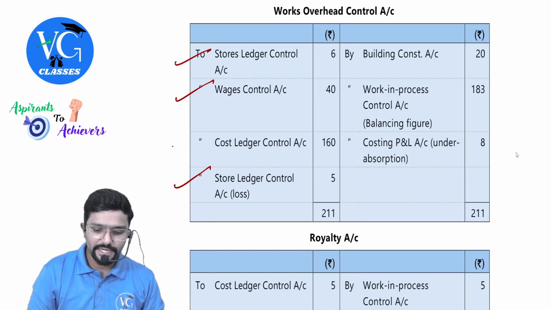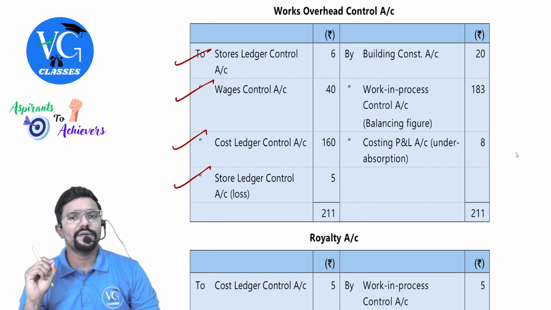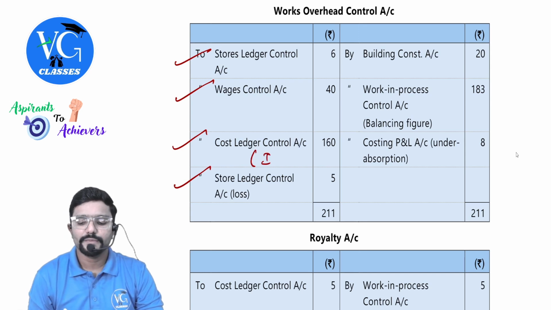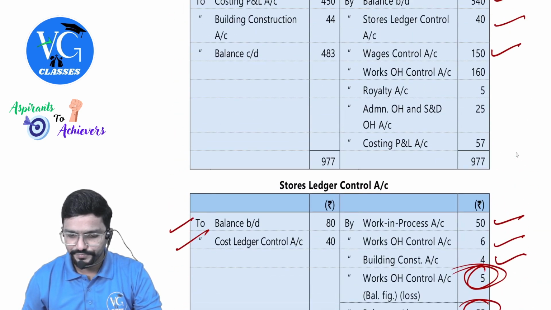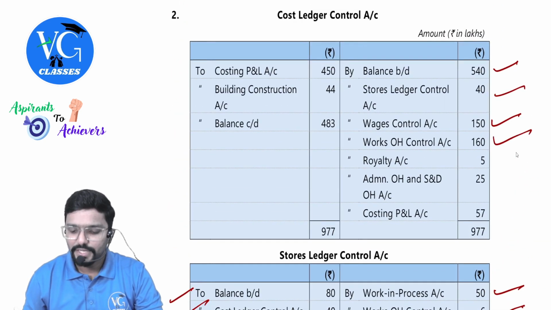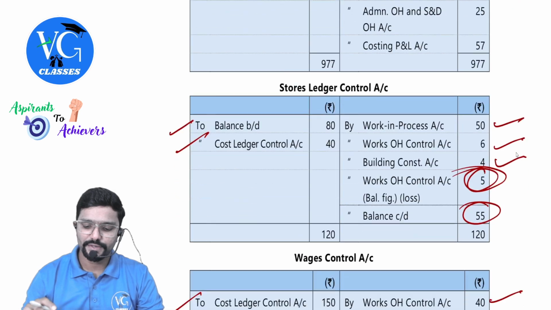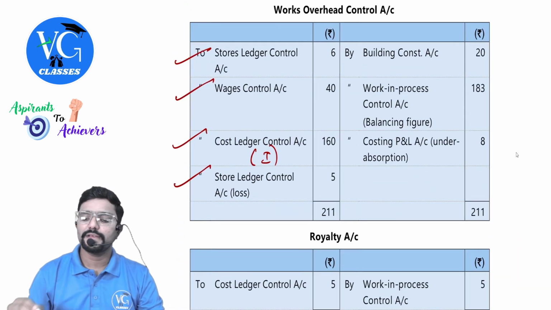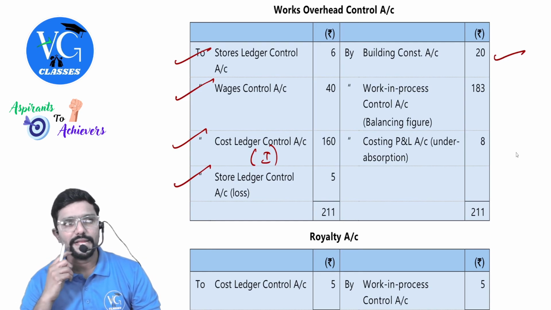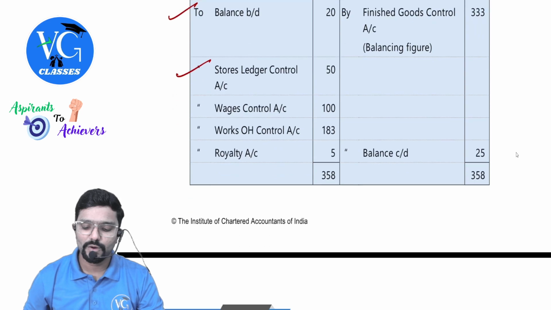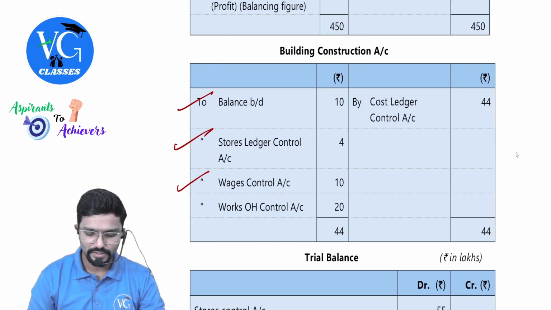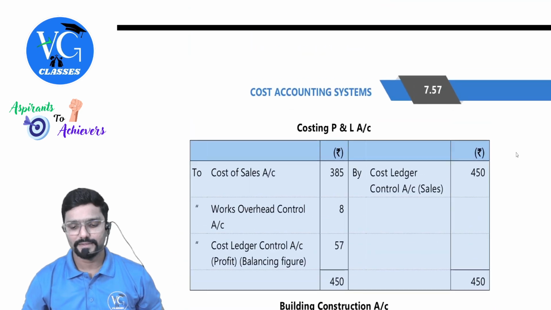First, the incurred entry or recording: work overhead control to cost ledger control account. This is for incurred. Next we transfer. Okay, first let us post it here also in the work overhead control account. Now coming to building construction, we are transferring 20. The entry would be building construction to work overhead. Go and receive it in building construction, 20 lakh.